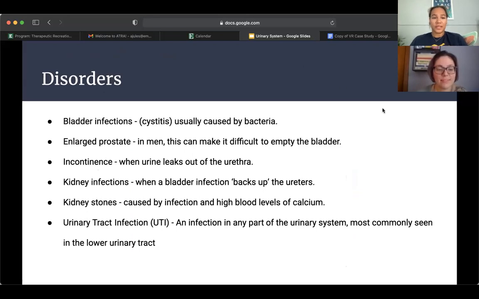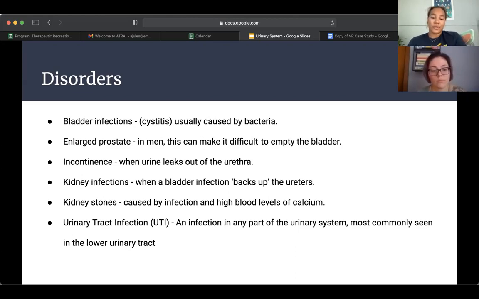All right, so next I'll talk about some common disorders. First off are bladder infections, also known as cystitis, that are usually caused by bacteria. An enlarged prostate in men, which can make it difficult for them to empty their bladders. Incontinence, when your urine leaks out of the urethra uncontrollably. Kidney infections, when a bladder infection backs up into the ureter tubes. And kidney stones, which are caused by infections and high blood levels of calcium.